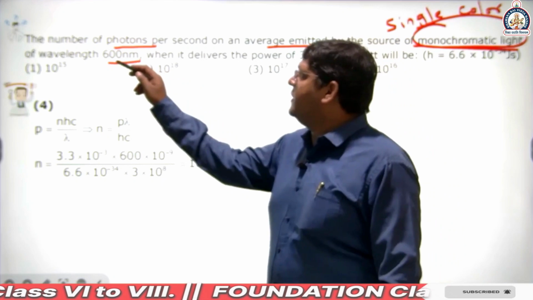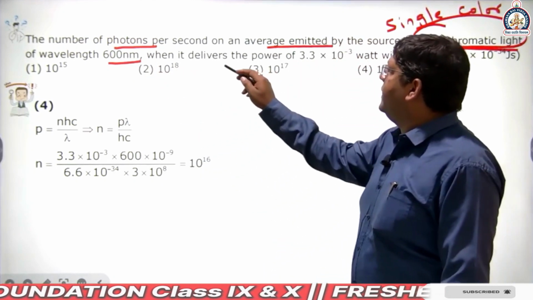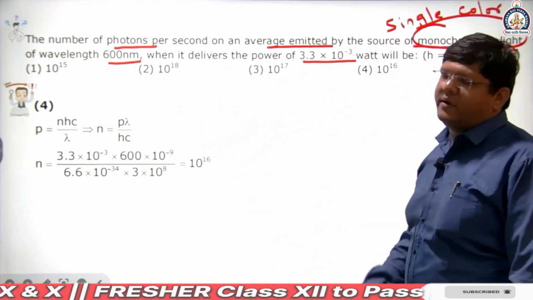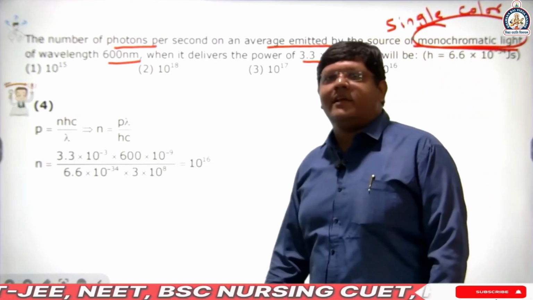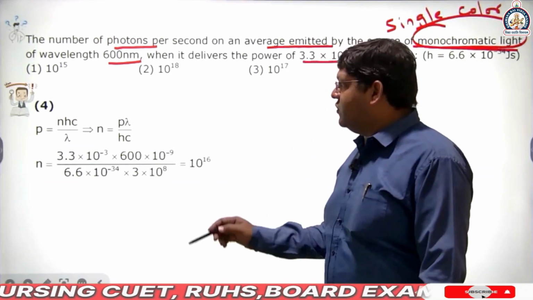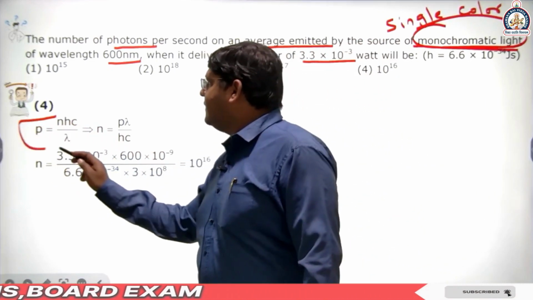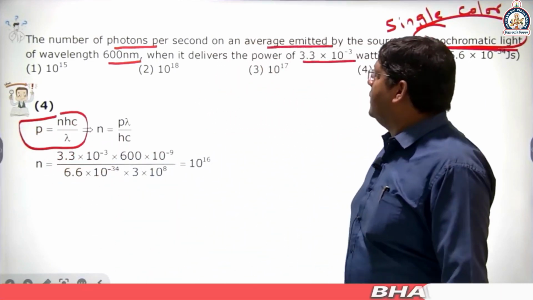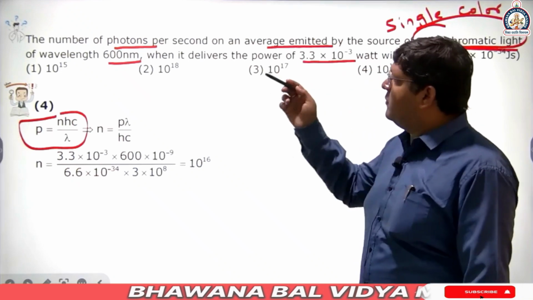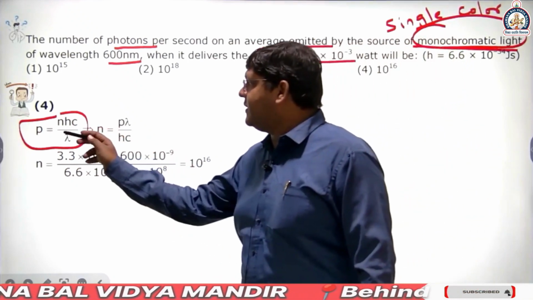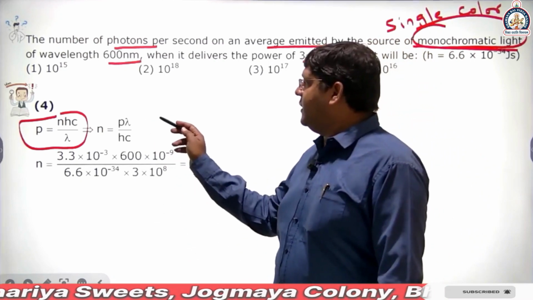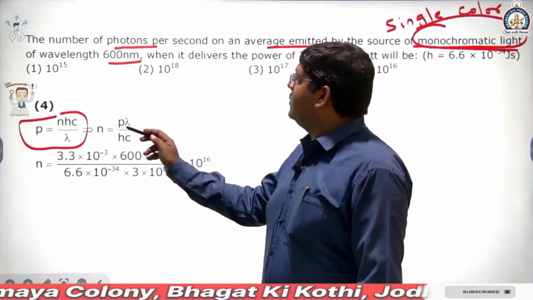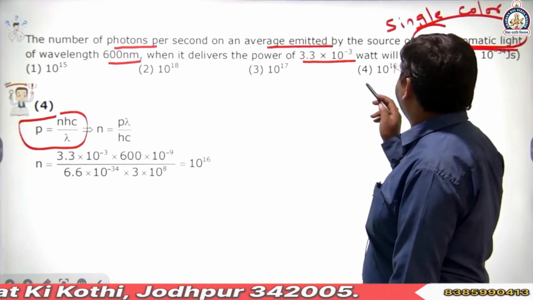So the wavelength is given as 600 nanometer, when it delivers the power of 3.3 into 10 raised to power minus 3 watt. We have to calculate the number of photons. The formula for power is N h c upon lambda. Now we have to calculate the number of photons, so we rearrange the formula in terms of N, the number of photons: N equals P lambda upon h c. Now, what is the value of P, power?